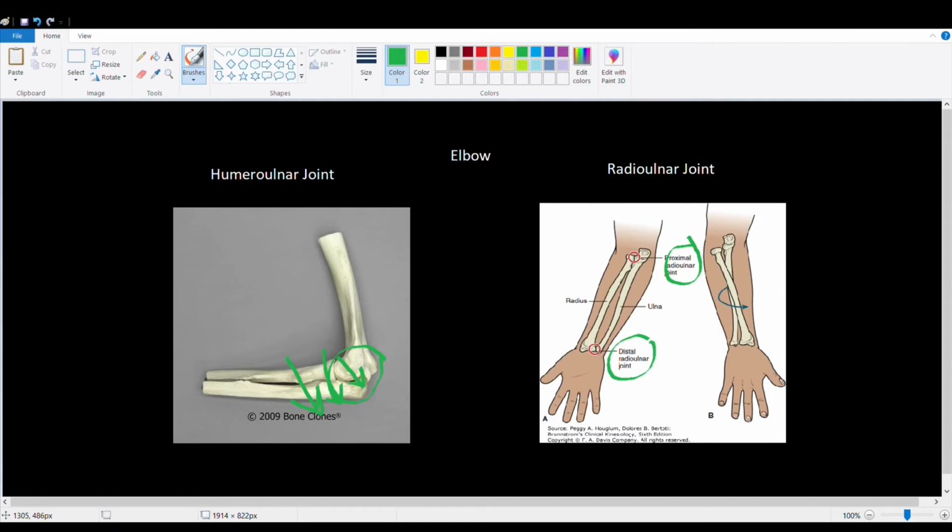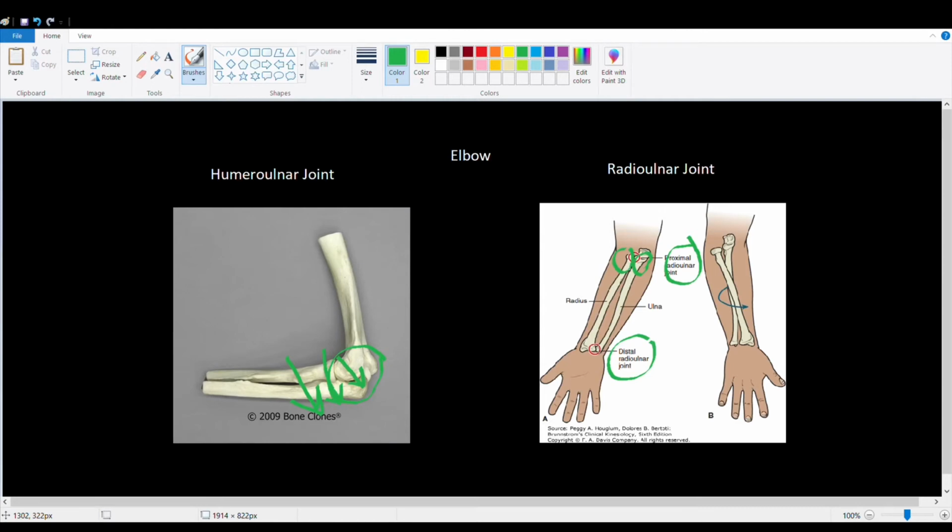Because there is more movement, specifically in the proximal radial ulnar joint, we can see a convex radius and then a concave ulnar portion. The ulna is the one that's going to be stagnant while the radius moves along the ulna. So this means that everything is in the opposite direction.